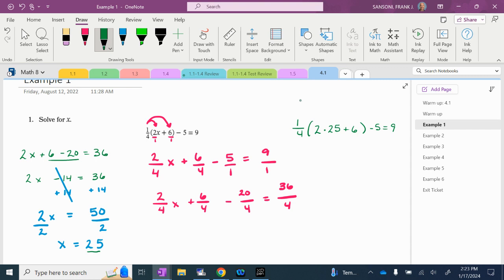What's 2 times 25? 50. What's 50 plus 6? Okay, so I need to go 1/4 of 56 minus 5. It better equal 9. What's 56 divided by 4? 14. So 14 minus 5. Does 14 minus 5 equal 9? Then you know you got your correct answer.